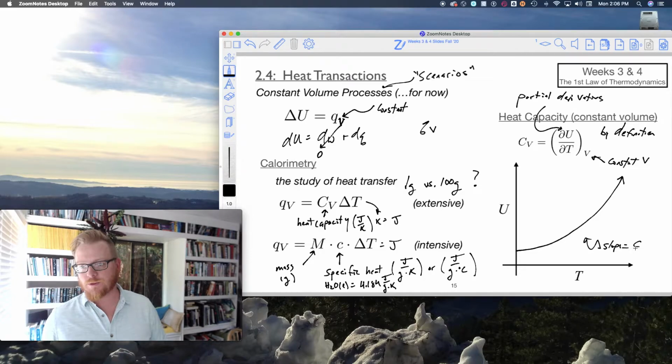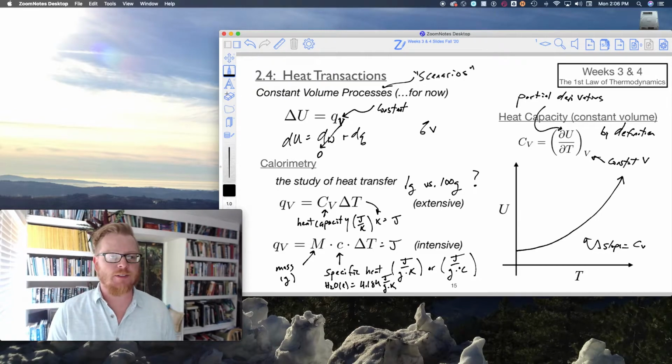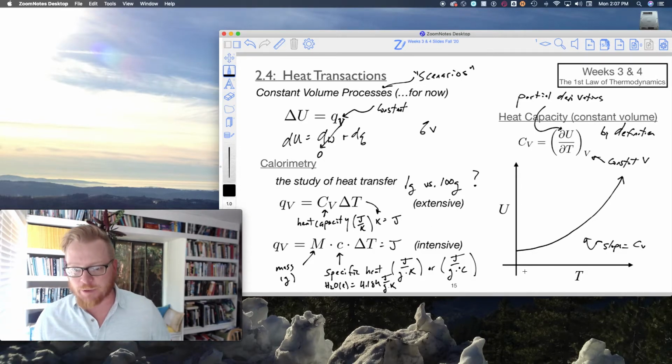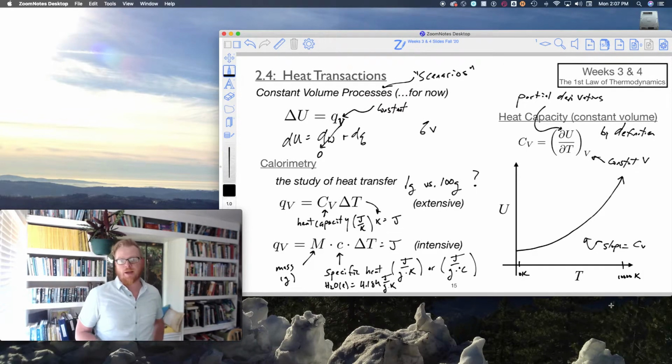Slope equals CV. All right? And there's something really cool that happens related to the equipartition theorem. Let me draw this arrow a little bit more clear. If we look at a really vast range of temperature, so perhaps like 0 Kelvin to, I don't know, 10,000 Kelvin, some giant range, okay?